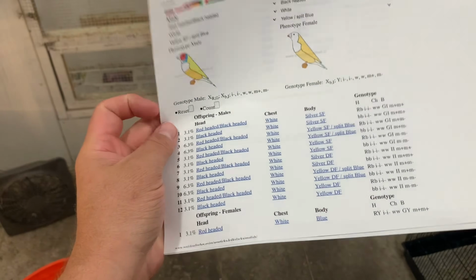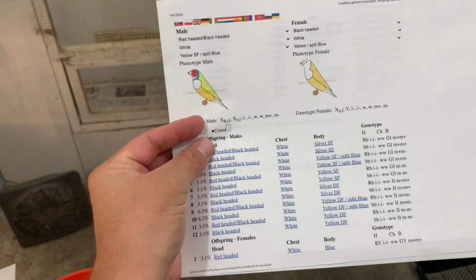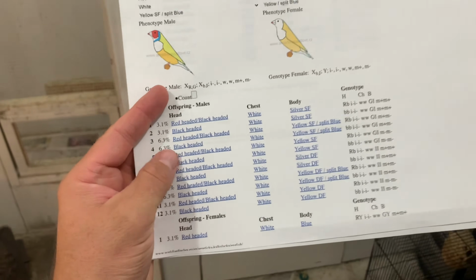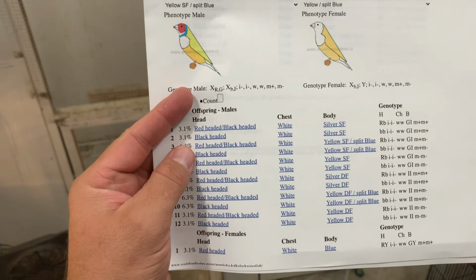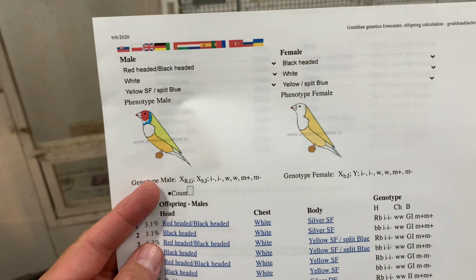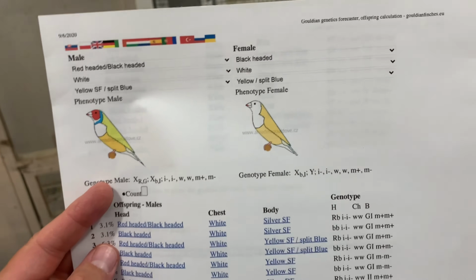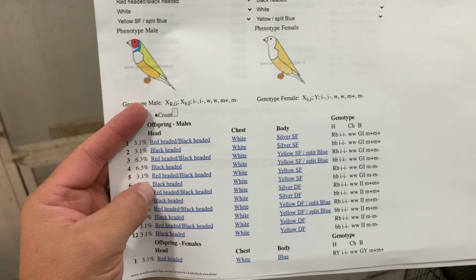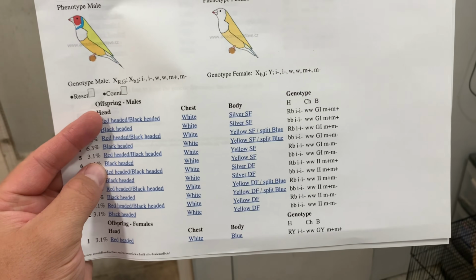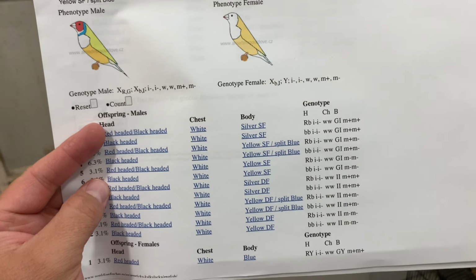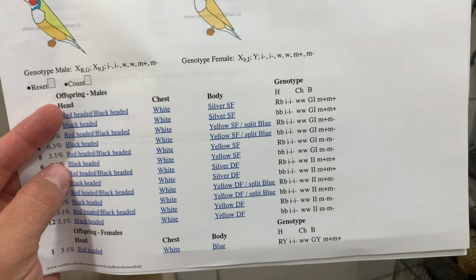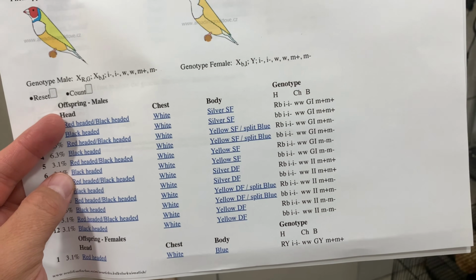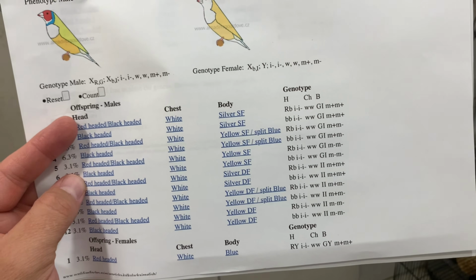And you can see right here, it shows you the offspring, and that's just the males, okay? So that's all the different types of males that I could get from this pair. All of them would be redhead or blackhead, okay? Because my male is redhead, split to blackhead, and my female is a blackhead. So I could get both red and blackhead males. Their breasts are all gonna be white because both of the parents have a white breast. But then their body, if you look, I can get a silver, I can get a yellow that's split to blue, both yellow single factor and double factor males that are all split to blue.